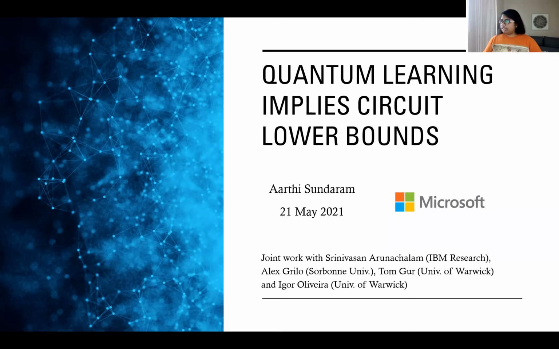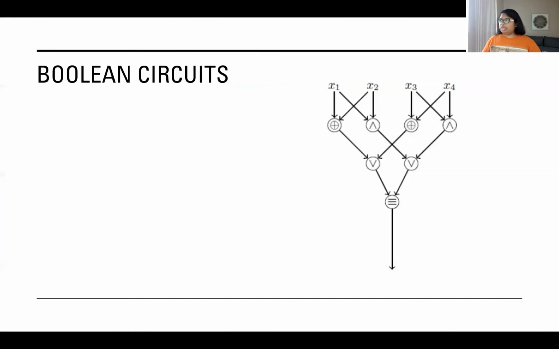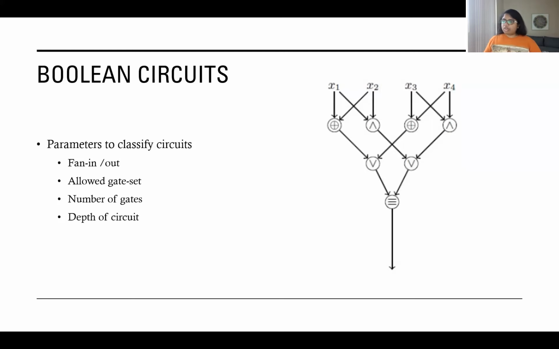So let's get into it. The first thing, let's discuss what are circuit classes and why do we care about these lower bounds? We are all familiar with Boolean circuits. You have some inputs, you have some gates, and you have outputs. And there are multiple ways with which we would like to parameterize these circuits: the fan in and fan out of each gate, what kind of gates are allowed, how many gates you want to put in there, polynomial number of gates, just constant, do you want only constant depth, and so on and so forth.